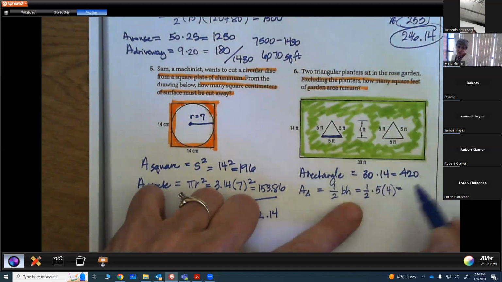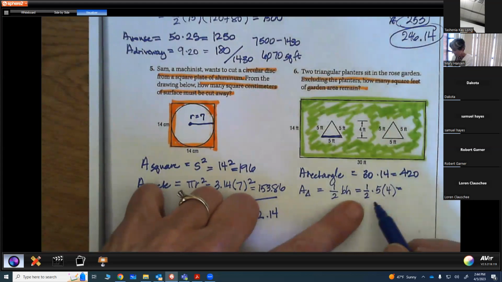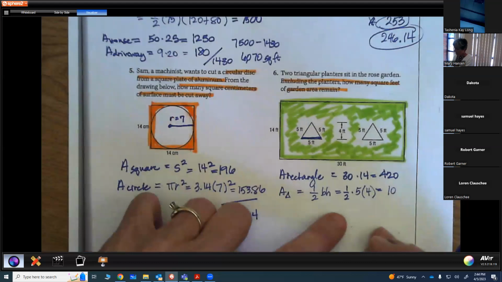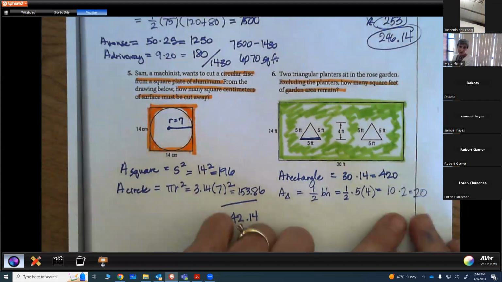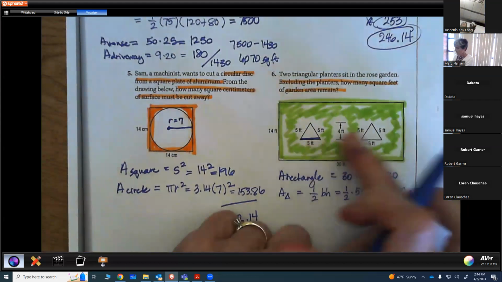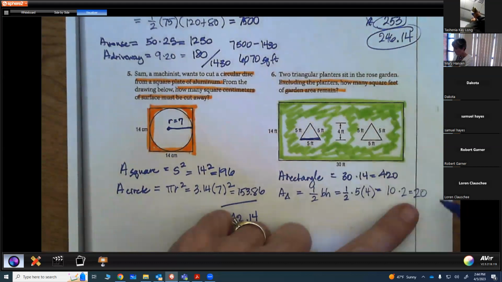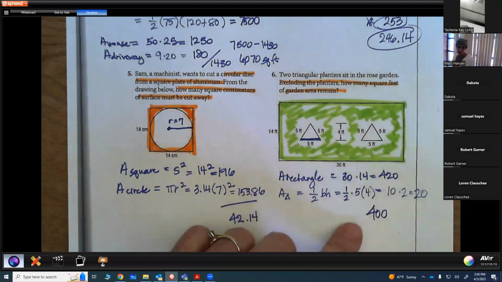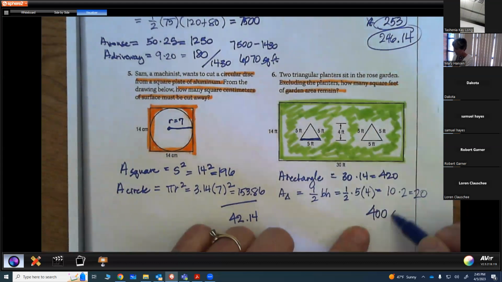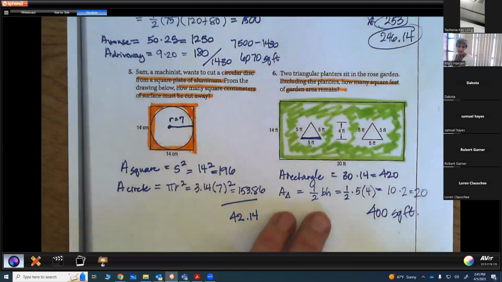And so 5 times 4 is 20, and half of 20 is 10, but I have 2 triangles, right? And so ultimately I have 20 as the area of both triangles put together. And so I'm going to subtract 420, take away the 20 for the triangles. So I think we're at 400. Anybody agree with that answer? Or have concerns about that answer?